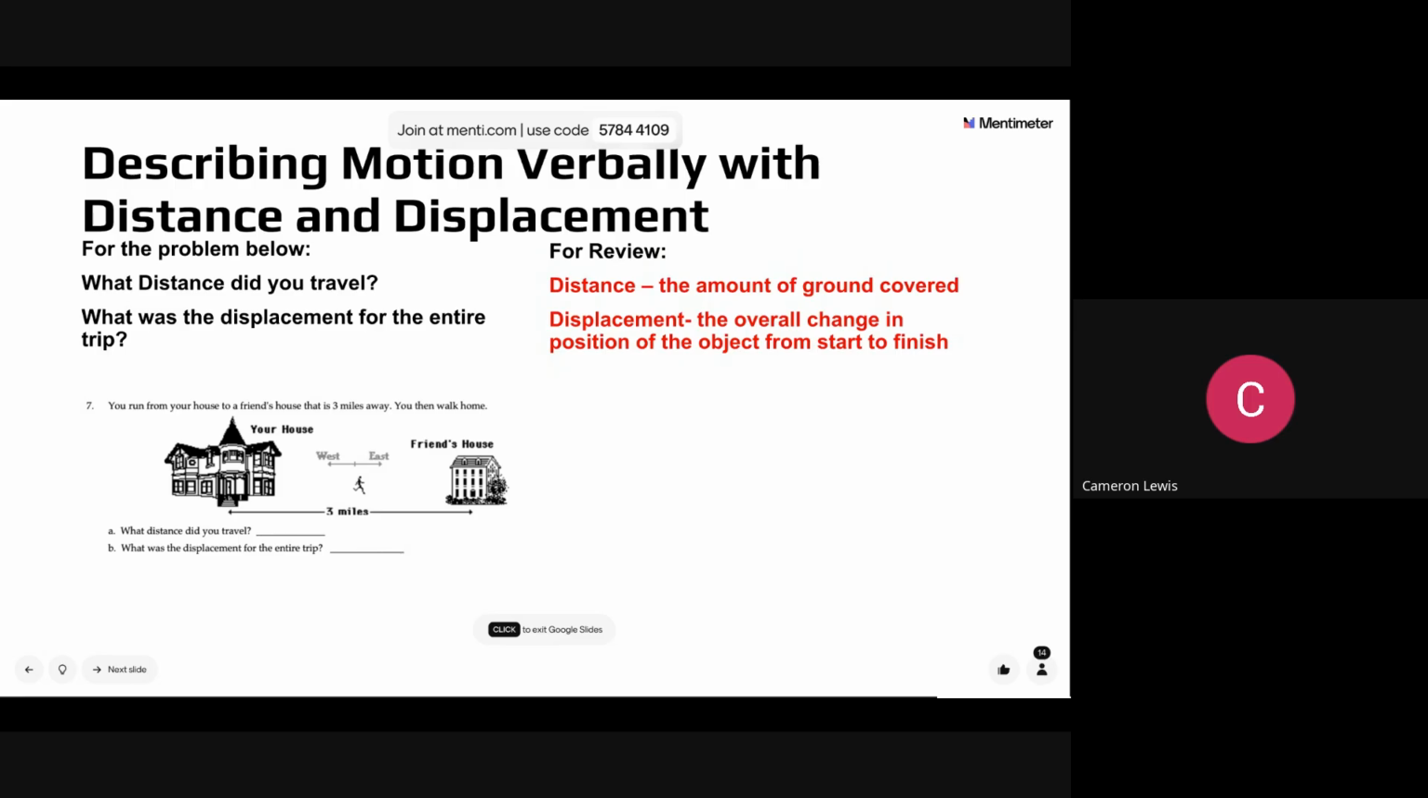So real quick, can someone answer the first part? You can either put it in the chat or come off mute and say it out loud. What distance did you travel? In meters or miles, you traveled 3 miles. In total, wouldn't it be 3 plus 3? I feel a debate going. You run from your house to your friend's house and walk back, so it's 6 miles. Okay. Are we all in consensus on 6 miles for the first one?